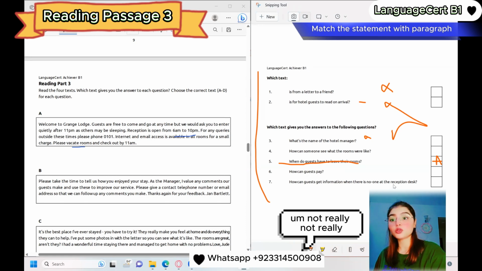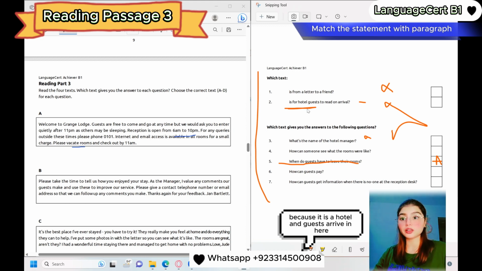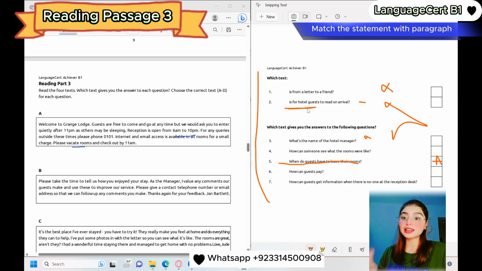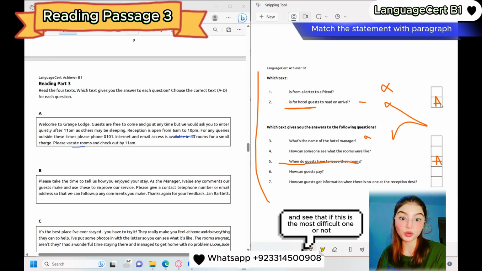Not really, but we can consider one thing: it is for hotel guests to read on arrival. "Please vacate rooms and check out by 11 a.m." Because it is a hotel and guests arrive here, they're talking about arrival, so they can read the text. So I think A could be a suitable answer for this statement as well. We can write it in here unless we look at the other paragraphs and see whether this is the most suitable one or not.